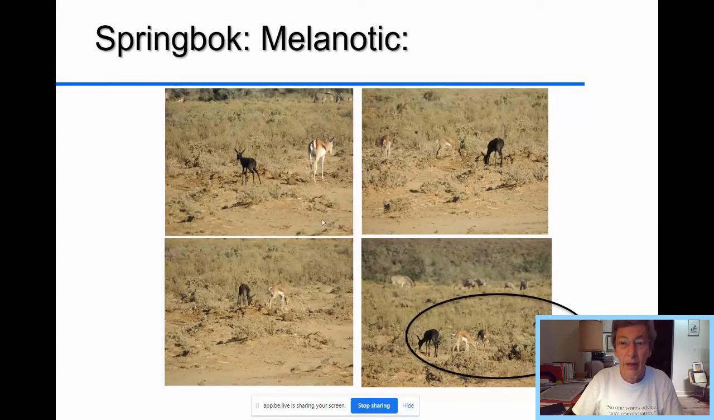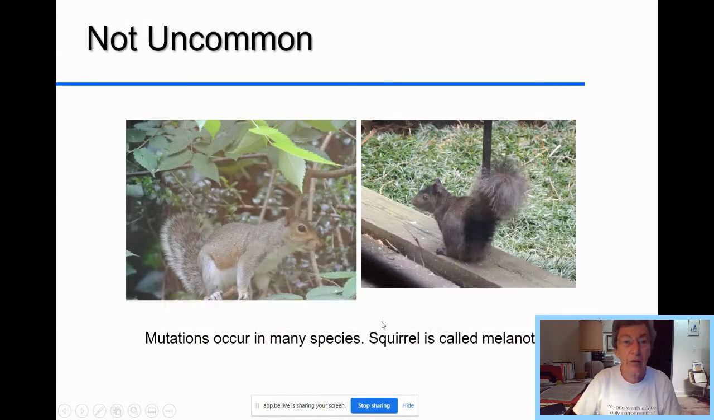So what is the explanation for the melanotic animal? Well, it is due to autosomal recessive inheritance. So there's a 1 in 4 chance, which means that the melanotic animal has 2 genes for color compared with the carriers who might have 1 or none. Not uncommon in the world we know is also that melanosis can occur in other animals, and this is a melanotic squirrel, a black squirrel.